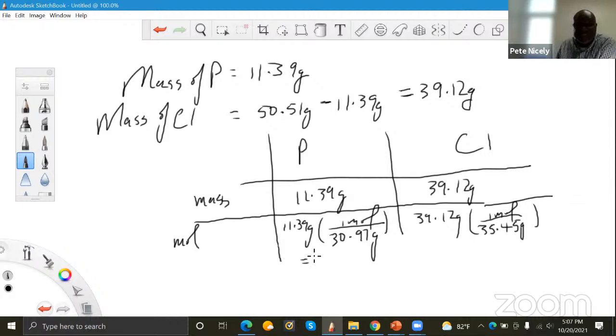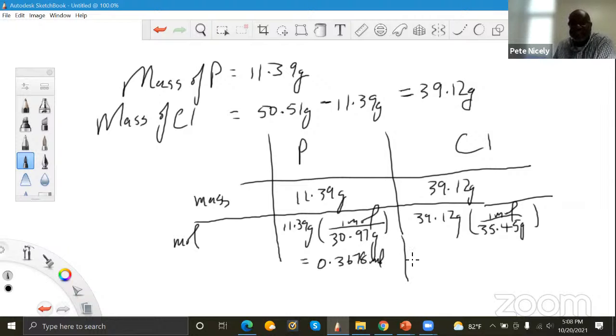So 11.39 divided by 30.97. And according to my calculation, this gives you 0.3678 moles. And then in the case of chlorine, it is 39.12 divided by 35.45. And according to my calculation, this works out to be 1.104 moles.